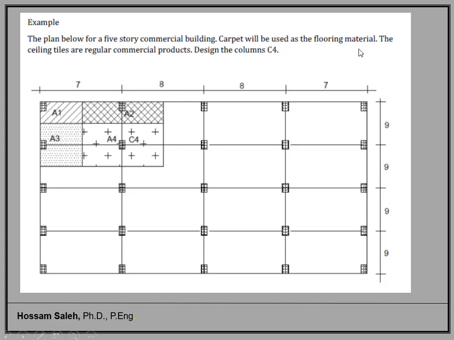Carpet will be used as the flooring material, so we can estimate the weight of the carpet. And the ceiling tiles are a regular commercial product. Now we want to design the column C4. For this column, the spacing here is 7 meter, 8, 7, 8, 9, 9, 9. So you have everything you need to design the column.